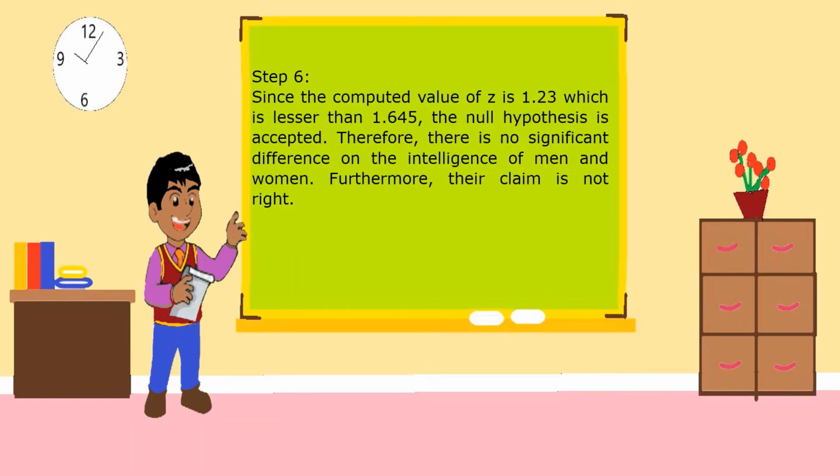Step 6. Since the computed value z is 1.23, which is less than 1.645, the null hypothesis is accepted. Therefore, there's no significant difference in the intelligence of men and women. Furthermore, their claim is not right.